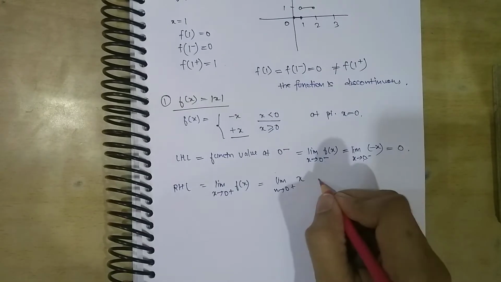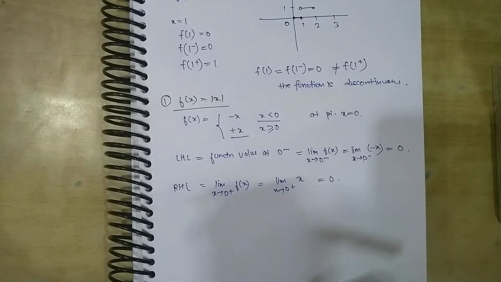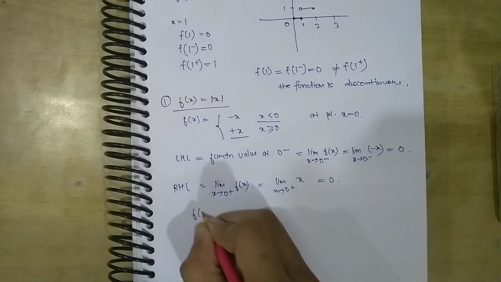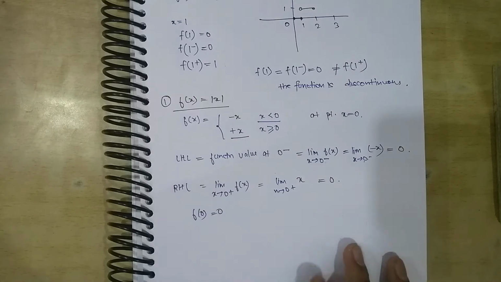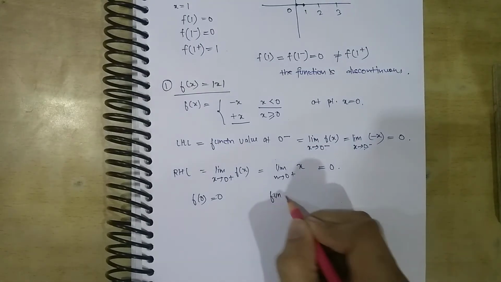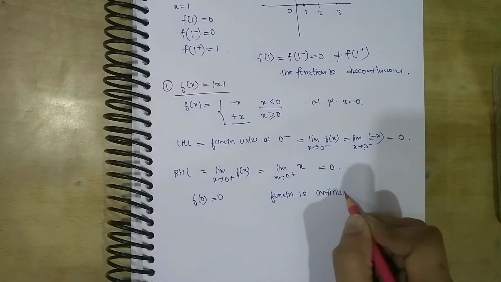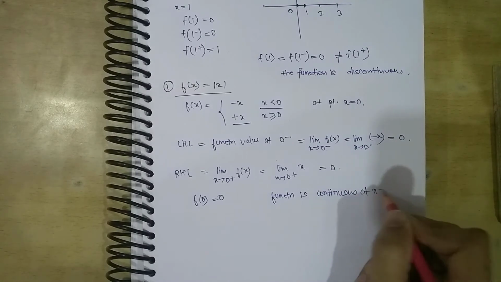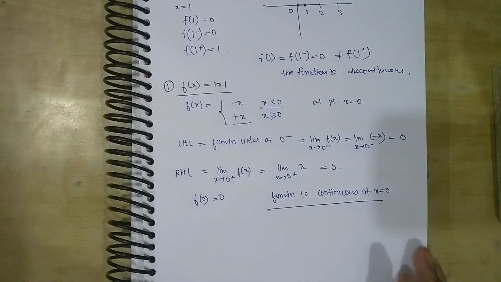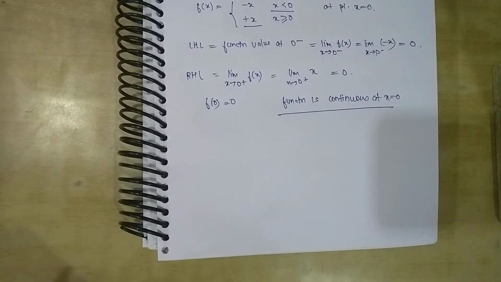Okay, then again putting the value of x here, it is again 0, and also the function's value at 0 is also 0. So we can say the function is continuous at x equal to 0. So this was our first example. Let's move to our next example.